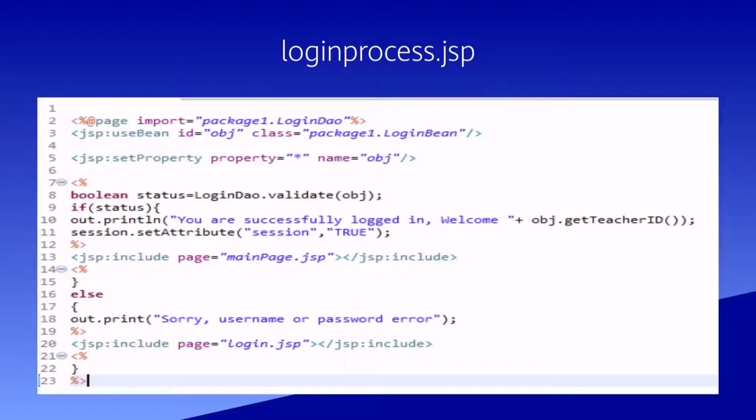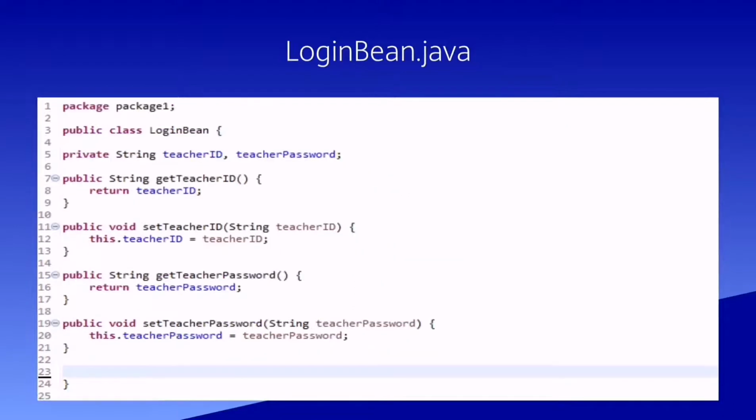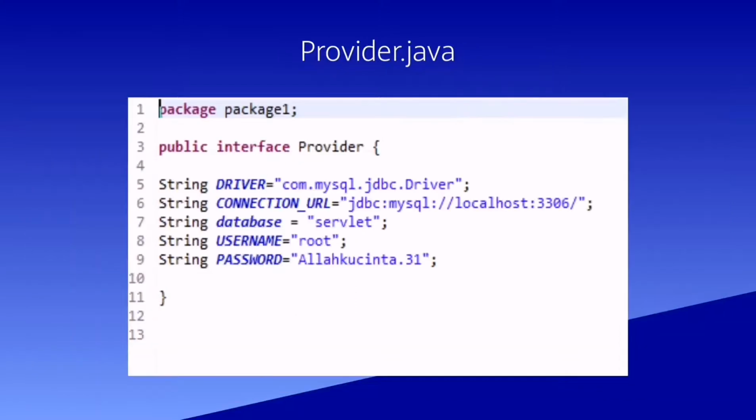As you can see here, if the status is true, the user will get this message. And if the status is false, it will get this message. Next, LoginBean.java. It is a bean class that has properties with setter and getter methods. As you can see here, it has getTeacherID and setTeacherID, and also set and get teacher password.